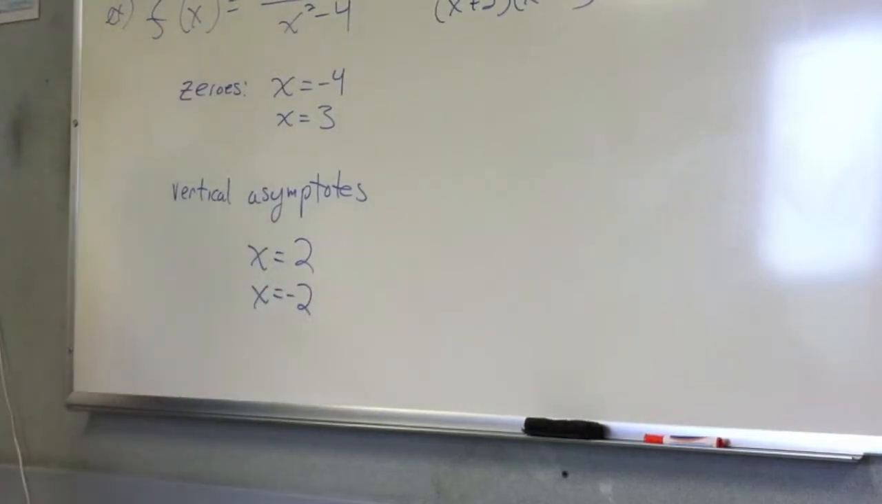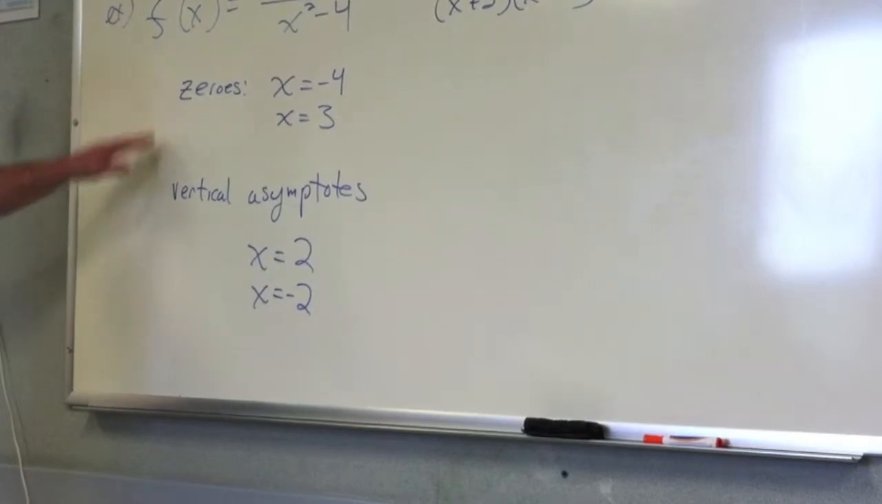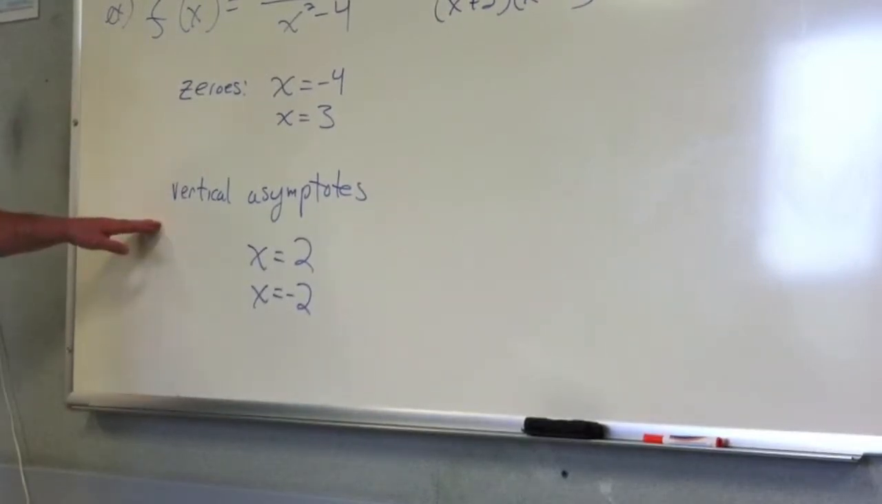So what are my zeros? x-intercepts. Same as polynomials. Same as we were just doing. So zeros are determined by the numerator. Vertical asymptotes by the denominator. Holes by zeros on both, which we don't have in this case.